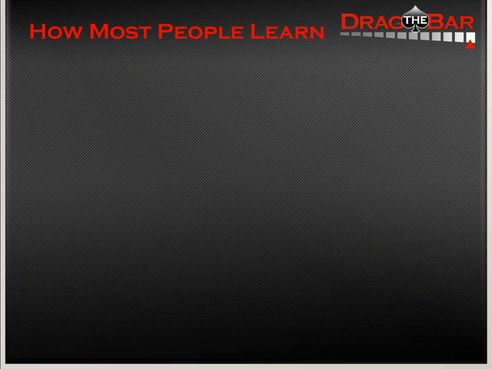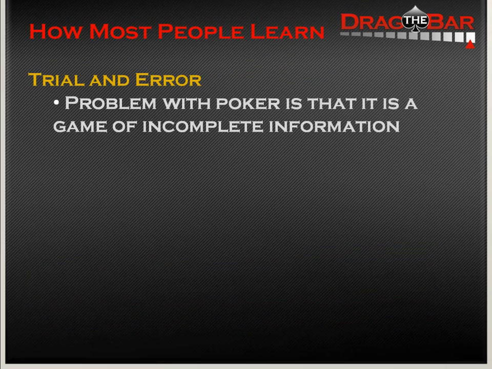Alright. Now, most people learn by trial and error. And it turns out the problem with learning by trial and error with poker in general is it's a game of incomplete information. A lot of times we don't see somebody's hand. A lot of times we don't know what they're holding and they fold. Or even if we see a showdown, we have no idea if that's representative of what they would normally do with that type of hand.